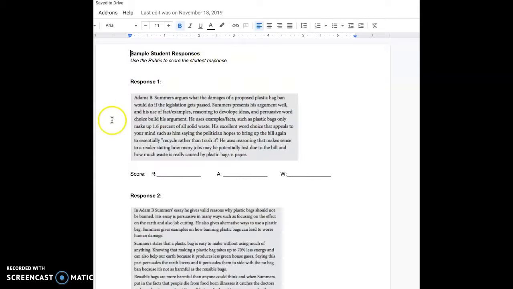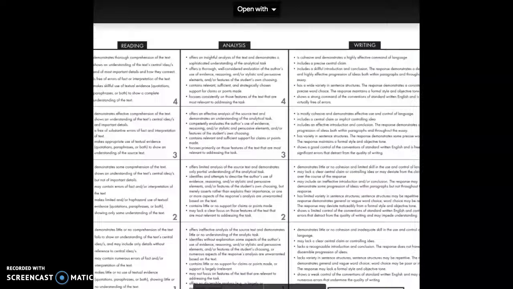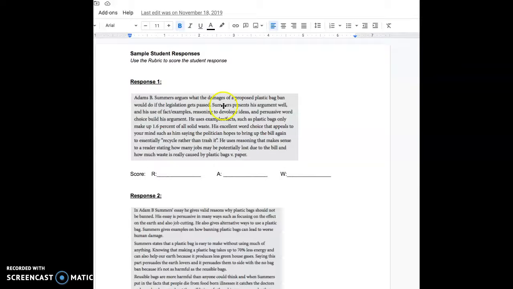And what you're going to do is read the response from student one, and use the rubric to give it a reading, analysis, and writing score based on the SAT rubric that I gave you the other day. You have already read the essay they're writing about yesterday and annotated it. So now it's as if they wrote your part and you're just grading it.